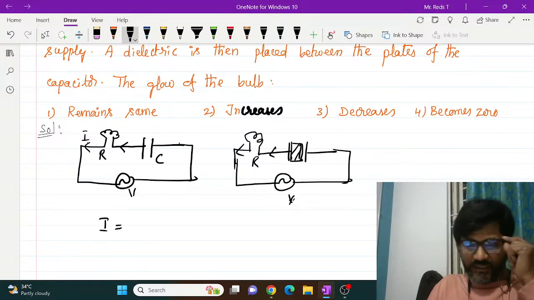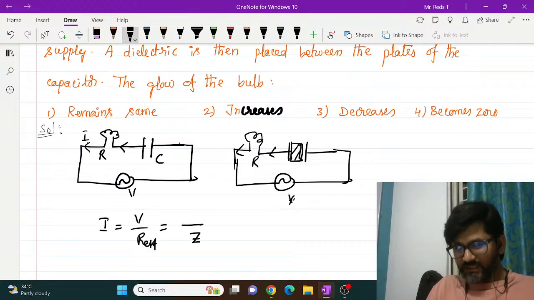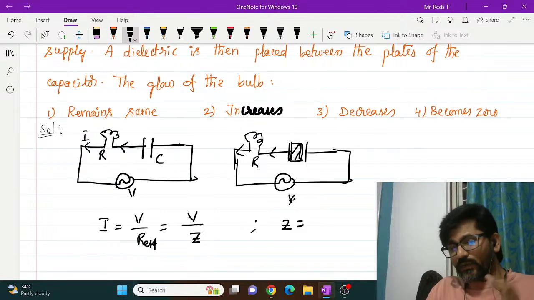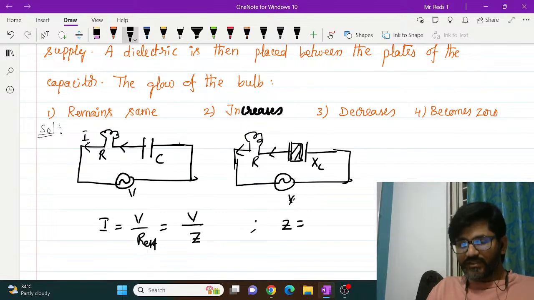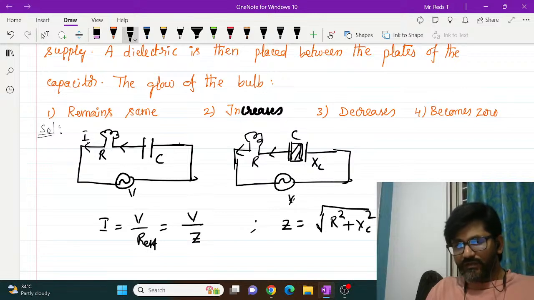Now, to understand this, we have to consider the expression I is equal to V by R effective. In case of AC circuits, we take R effective as impedance. The resistance term in AC circuits is called impedance, so we take I as V by Z. In case of a capacitor, the opposing component is called capacitive reactance. The resistance of the bulb acts as a resistor, and the capacitor is connected in series, so the total impedance is the square root of R square plus XC square. This you have to remember.